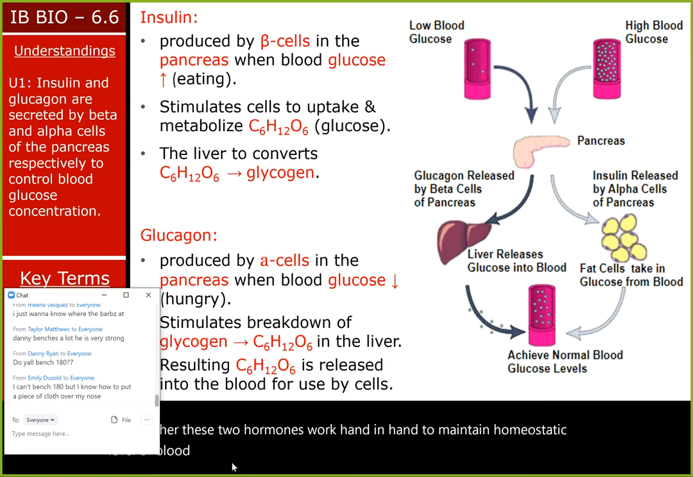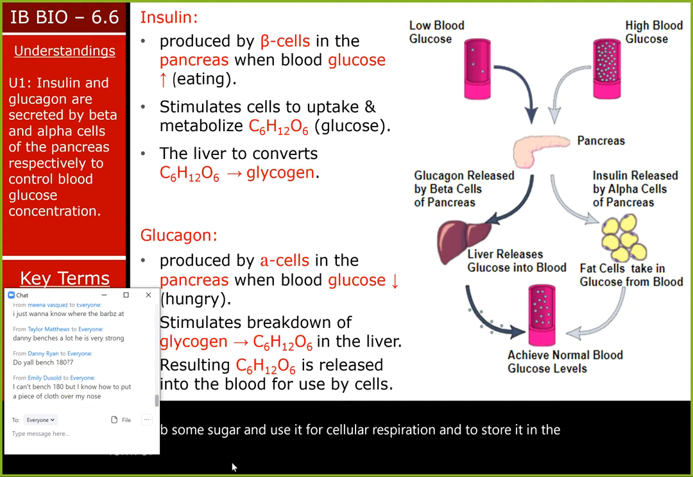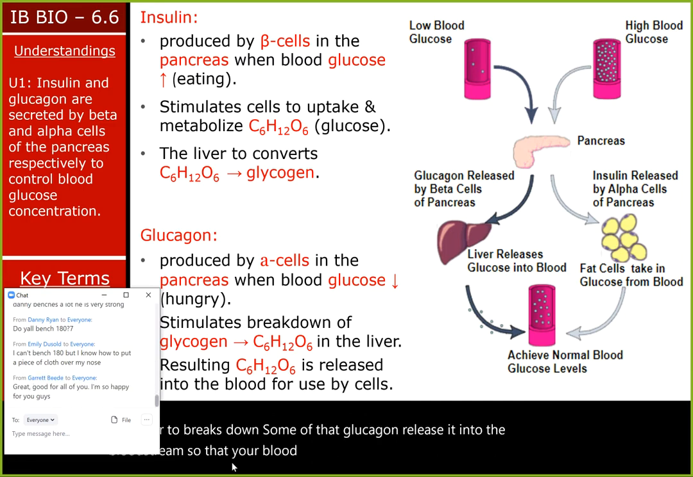So together, these two hormones work hand in hand to maintain a homeostatic level of blood sugar. If your blood sugar is too high, insulin tells your body to absorb some sugar and use it for cellular respiration and to store it in the form of glycogen. If your blood sugar is too low, glucagon is released, and it tells your liver to break down some of that glycogen and release it into the bloodstream so that your blood sugar is a little bit higher. So together, these two things work together to maintain a balance.